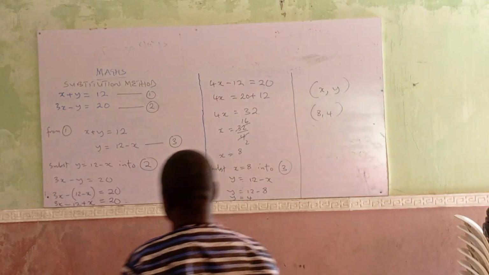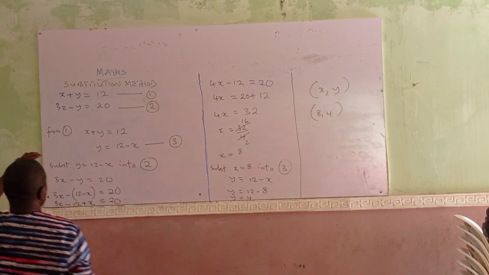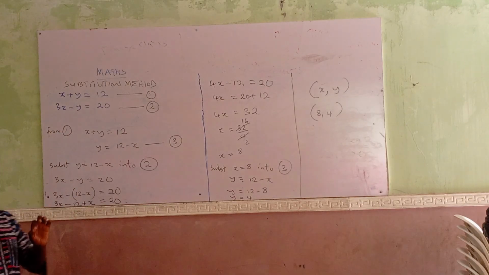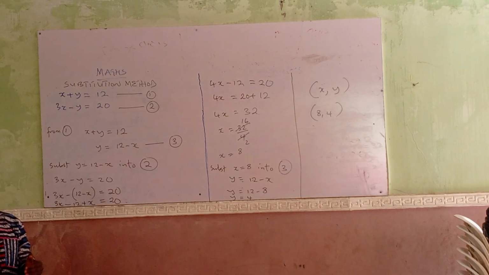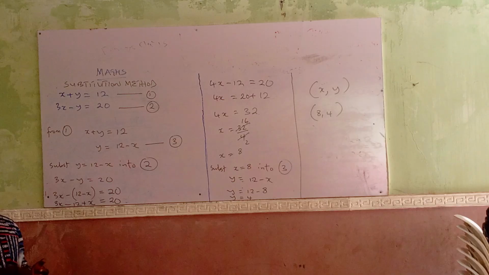What does it entail? We said when you have two equations, you pick one of them that is convenient for you to make one of the unknowns the subject. When you do that, you substitute into the other equation. Then you see that the unknown will be the same. Then you go ahead and solve it. When you solve it, you find the unknown. Then substitute the unknown into 3.